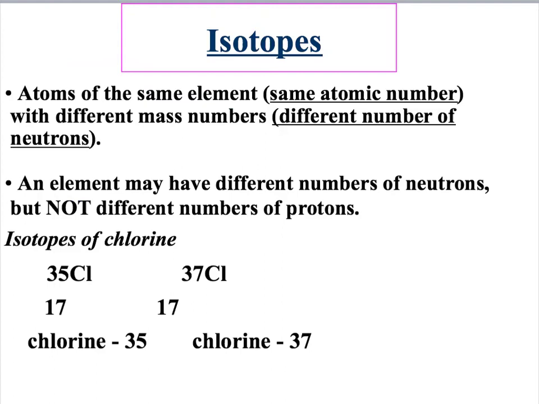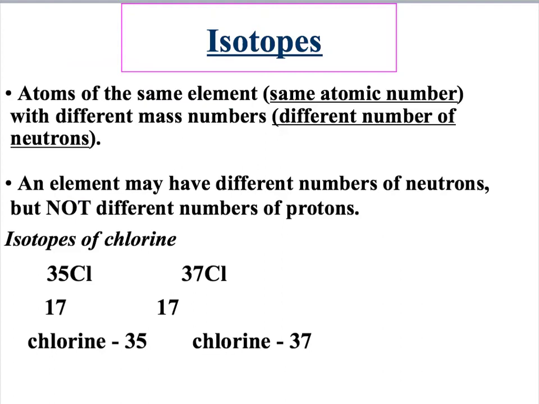So isotopes are basically atoms of the same element, meaning they have the same atomic number, the same number of protons, but they have different mass numbers. So they have different numbers of neutrons. An element can have different numbers of neutrons, but an element can't have different numbers of protons because the number of protons is what makes it that element.